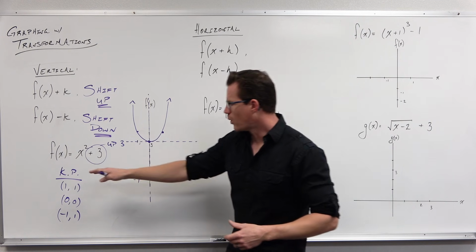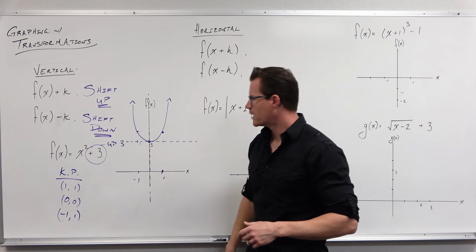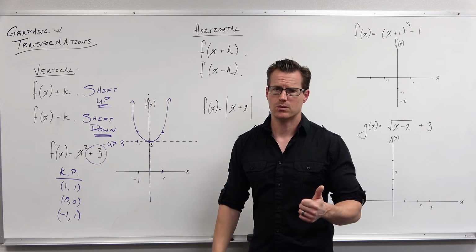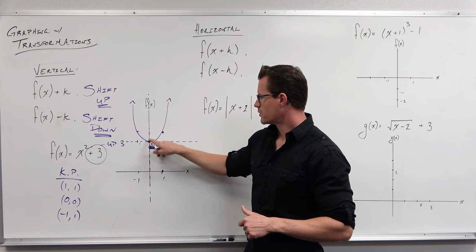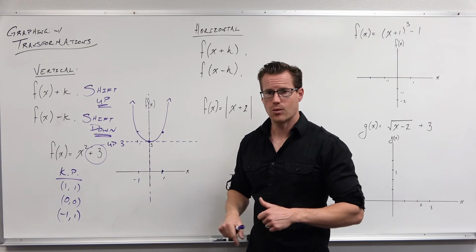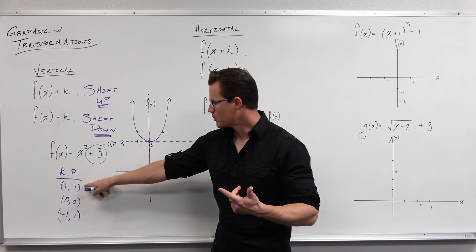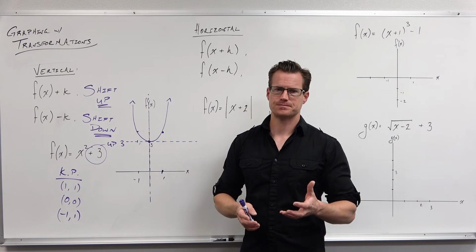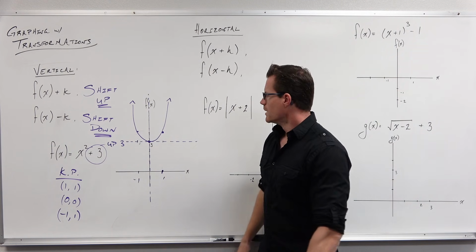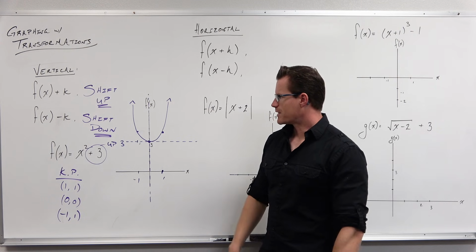Are the points 1, 1, 0, 0, and -1, 1 on your graph? No. The real points are 1, 4, 0, 3, -1, 4. Why? Because you took these output values and you added 3 to them. That's what's going on. It's just nice to be able to graph it that way. I hope that makes sense.